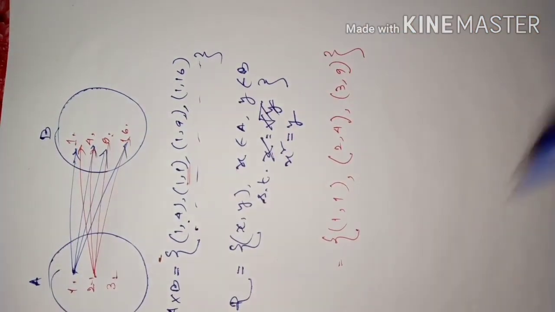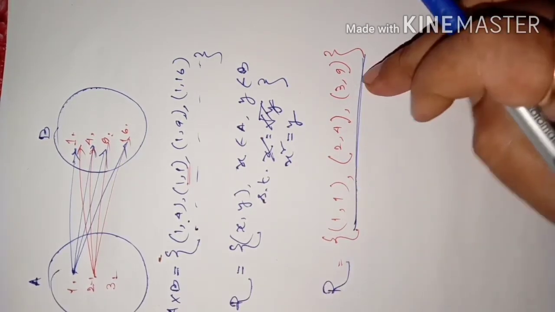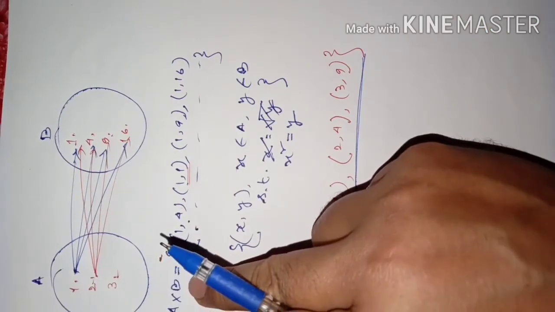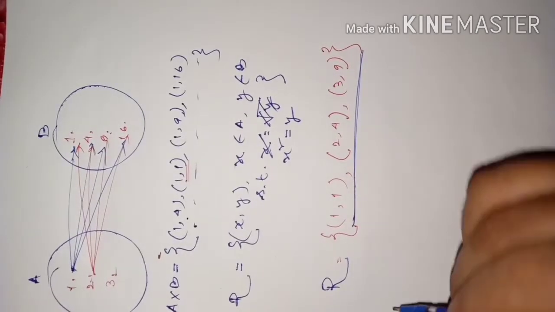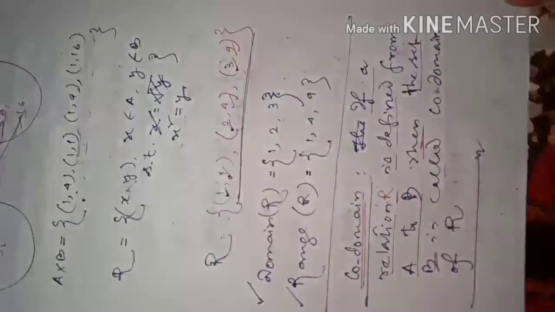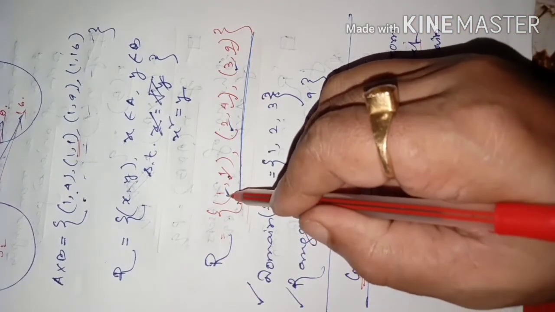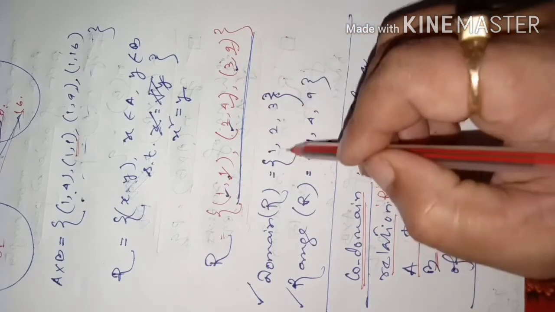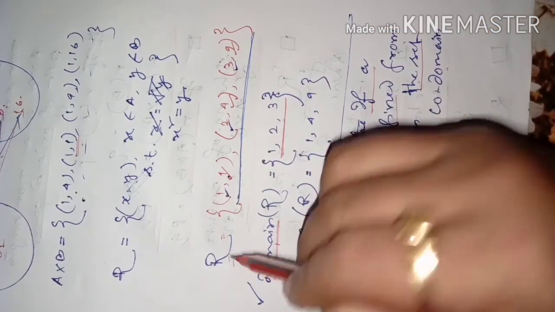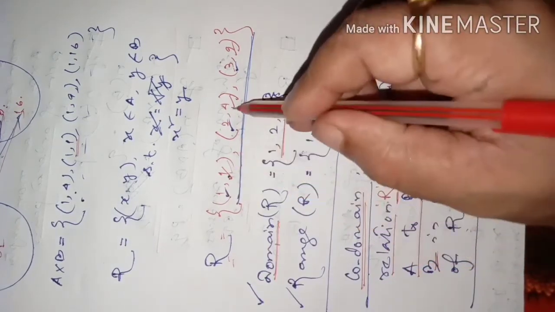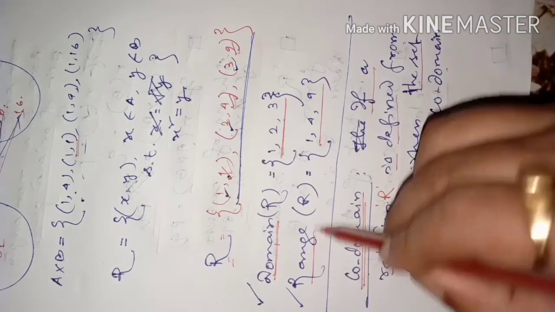Now you see these ordered pairs form a subset of A cross B. In this, what is the domain of R? The set of the first elements, that is 1, 2, 3, if you form a set, will be called the domain of the relation R. And the set of second elements, that is 1, 4, 9, will be called the range of R.